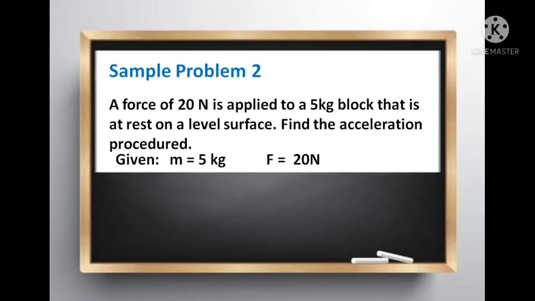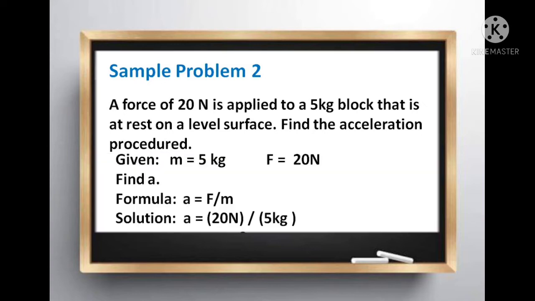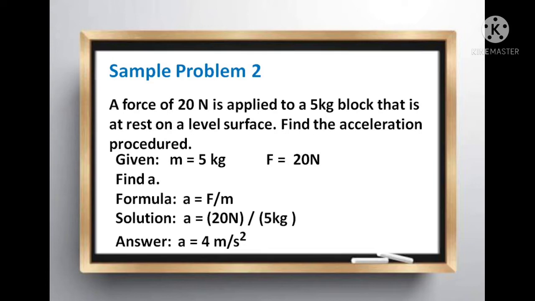Problem number 2. A force of 20 Newton is applied to a 5 kg block that is at rest on a level surface. Find the acceleration produced. The given are force equal to 20 Newton, mass 5 kg. Find a. The formula that we're going to use is a is equal to F over m. Then we substitute the given values, 20 Newton divided by 5 kg. Our final answer is 4 meter per second squared.